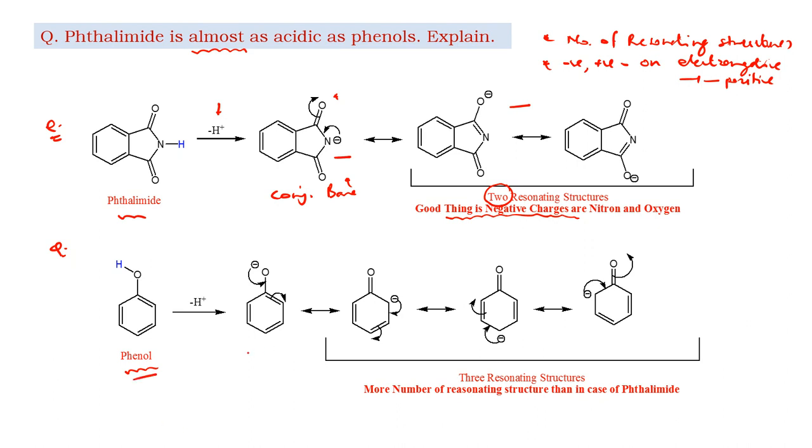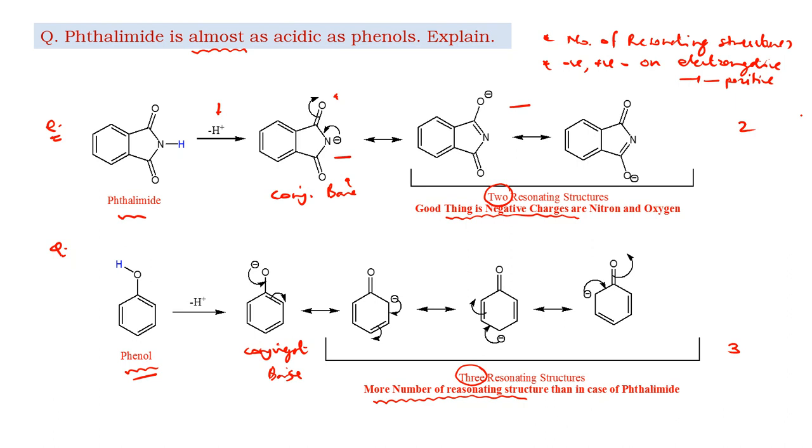In the case of phenol, it forms the conjugate base, phenoxide, and this negative charge on oxygen can be distributed over carbon through resonance. In this case, we get three resonating structures, and one of the good things about resonance is being associated with more resonating structures. Here we have three resonating structures, and there we have two. So the student may get confused. In phenol, it is associated with three resonating structures, while thalamide has two. Then which will be more stable?